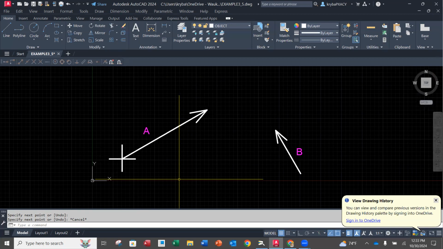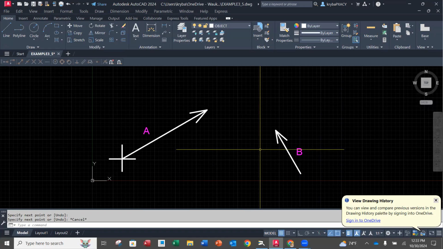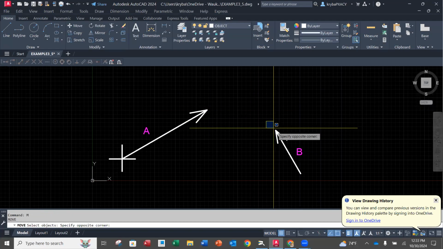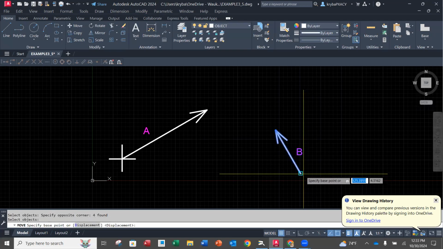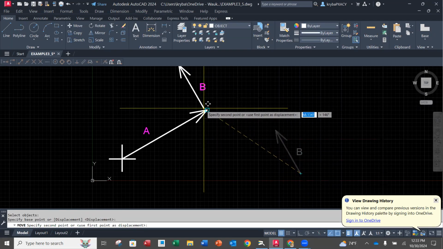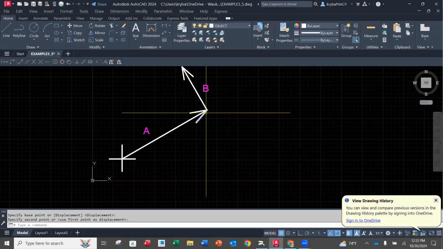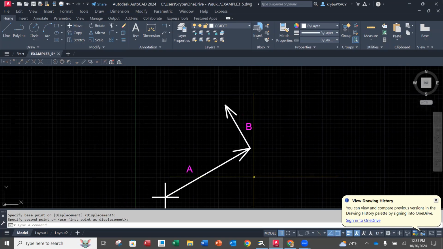So identify your origin. Then once we have our first arrowhead in position, we're now going to move the second arrowhead so that its tail is at the tip of the previous one. So the tip is the arrow side, the tail is the non-arrow side. So I'm going to move B, select that. I'm going to go to its endpoint, and then I'm going to move that tail to the tip of the previous vector. Okay.